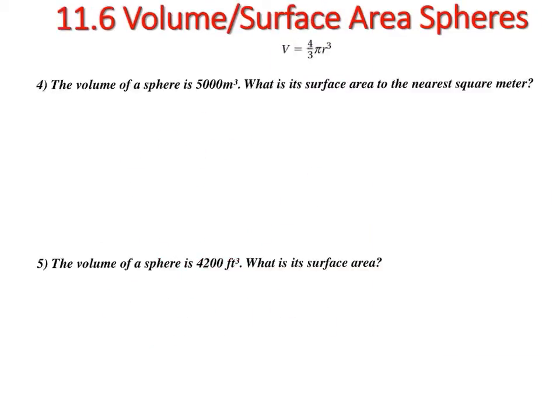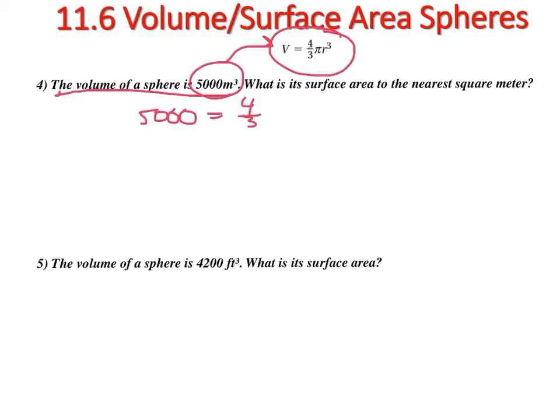So these couple problems are a little more challenging because we're given the volume. The volume of the sphere is 5,000 cubic meters. What is the surface area of the same sphere to the nearest square meter? Okay, so if our formula is 4/3 pi r to the third, well then we can plug 5,000 in for V for the volume, and you'll get 5,000 equals 4/3 pi r to the third.